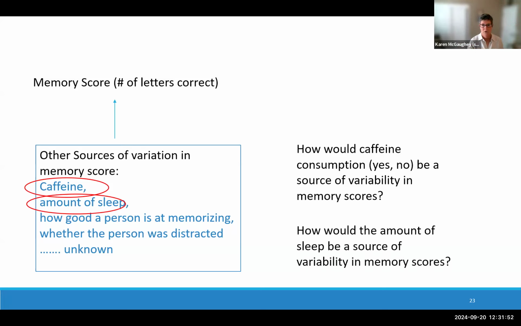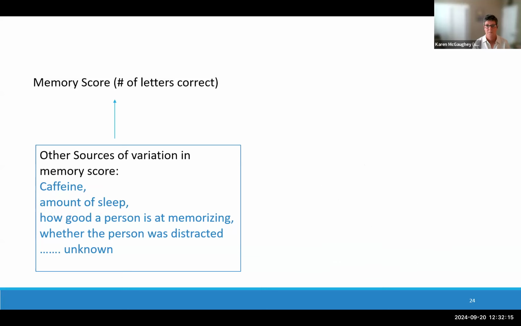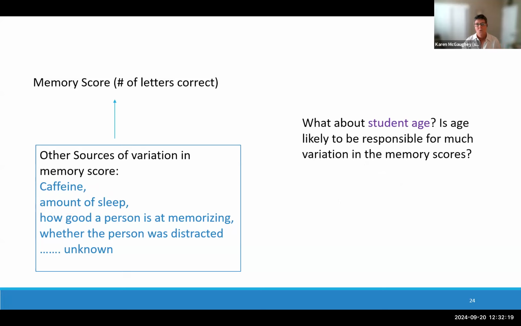But just that differences in caffeine consumption, yes versus no, could at least cause some variation in those memory scores, right? And then what about the amount of sleep? Could that be a source of variability in memory scores? And if so, how? Again, wanting students to think about, well, if I've gotten more sleep, I'm not tired, I may be better able to focus, and so I might have a higher memory score.